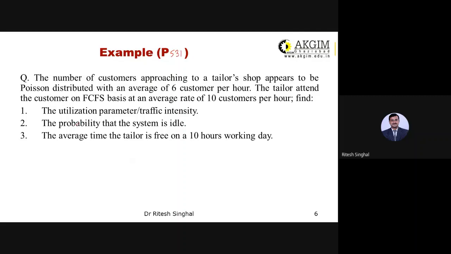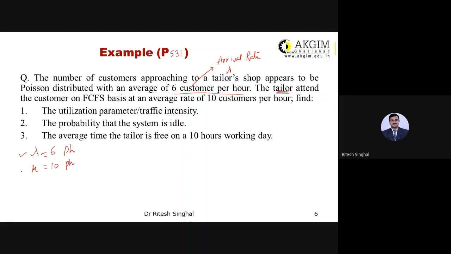You can handle this. The question is like this: the number of customers approaching a tailor shop appears to be Poisson distributed with 6 per hour. This is called the arrival rate, which means lambda. So here lambda is 6 per hour. The tailor means server, who attends the customers on a first come first serve basis at an average rate of 10 per hour. So mu, the service rate, is 10 per hour.